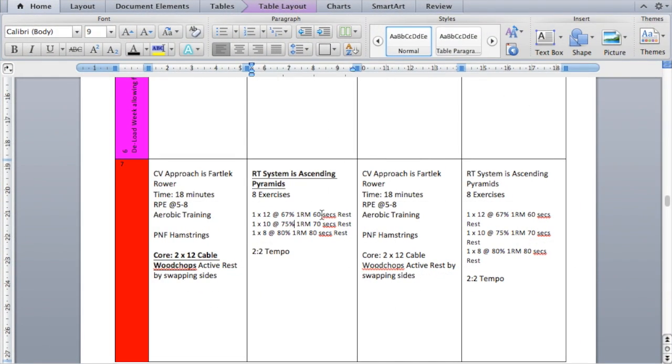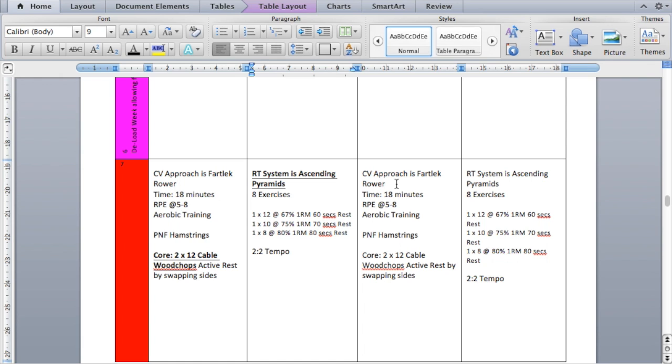So you can now see that 12 reps at 67% of the 1 RM, it's okay to give the client 60 seconds rest. 10 reps at 75% of the 1 RM, it is okay to give my client 70 seconds rest. 1 set of 8 reps at 80% of the 1 RM, you can see why I'm giving my client 80 seconds rest, because the weight is heavier. So this is an ascending pyramid that we can see here.